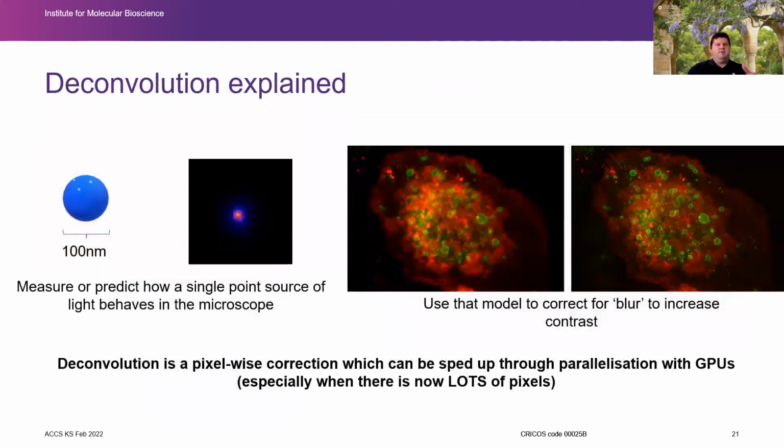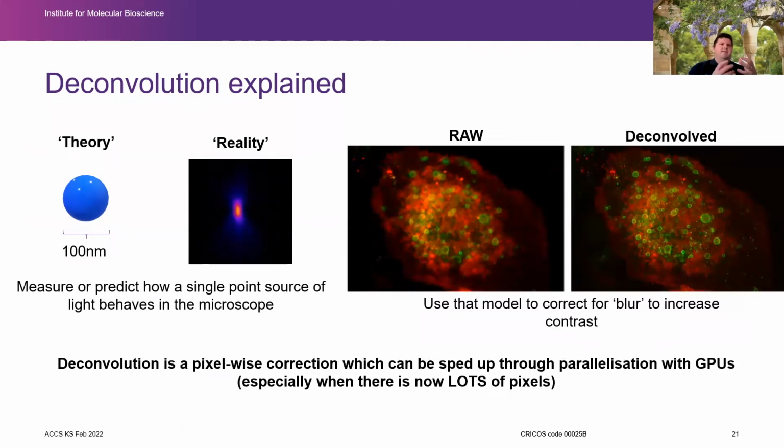For the people who don't know what deconvolution is, imagine a single point of light that's smaller than what we could resolve. In theory it should only take up one by one pixel, but light spreads out. We can measure how it spreads as something called a point spread function, which is just how the light is scattering in our optical system. We can then use that model to correct the raw image for all the light scattering by reassigning the intensities on a pixel by pixel basis. This correction can be really sped up with GPU parallelization, and obviously has a big benefit when you have lots of pixels, like when you've got lots of volumes in a Lattice data set.